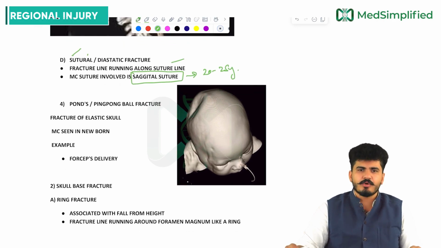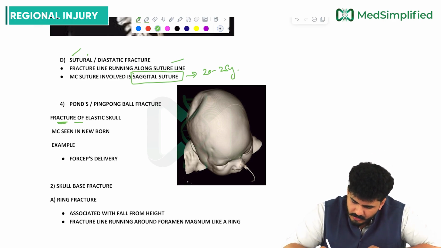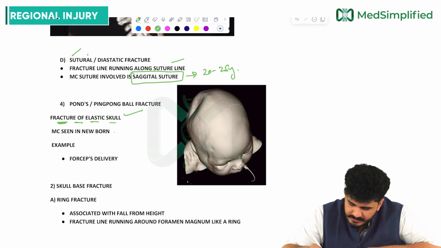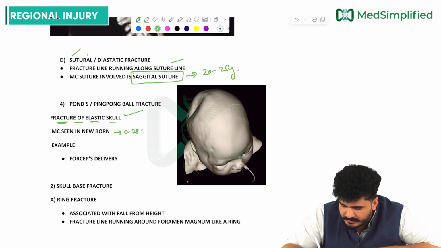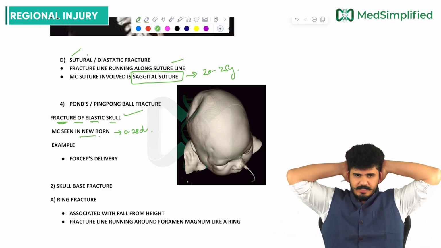Pond's fracture, also called ping pong fracture, my dear friends. It is a fracture of the elastic skull. So whose skull is elastic? That is the neonate, the newborn child, 0 to 28 days. The head is very much plastic.